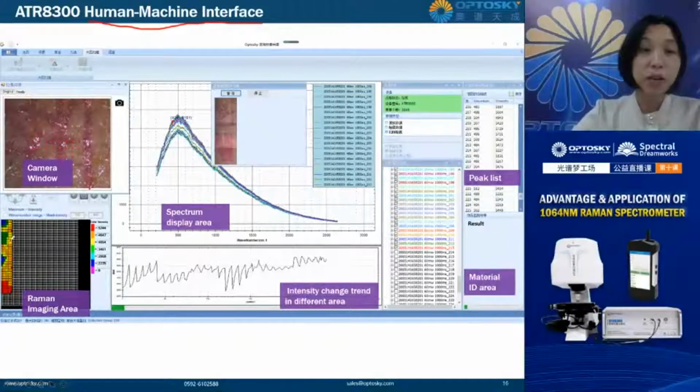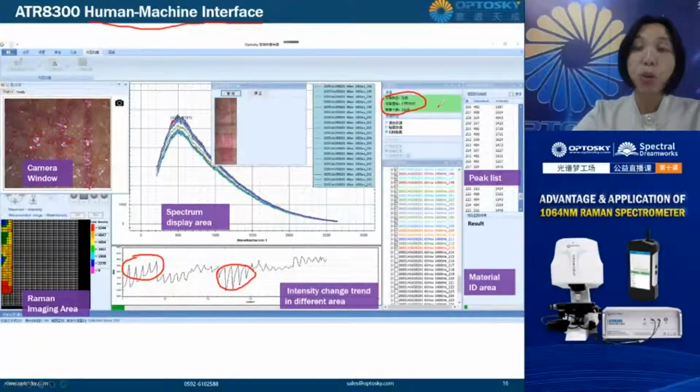You can just click this one. It can show the intensity changes. Maybe the concentration here is bigger in concentration and less concentration, and this one is concentration is smaller. And also, it shows the connect online. If it's disconnect, it will show red.